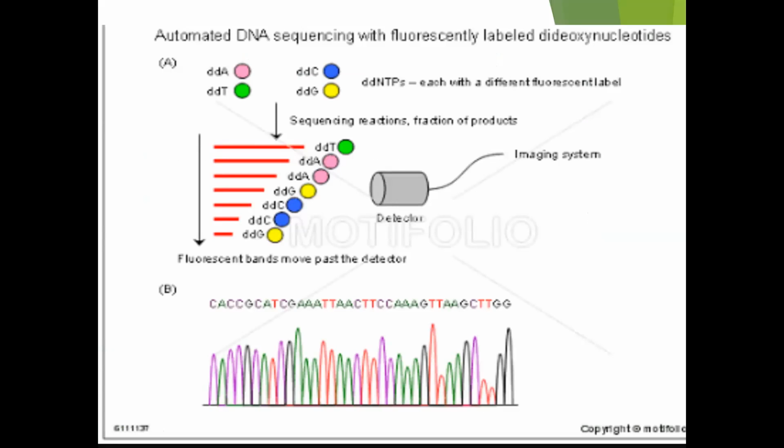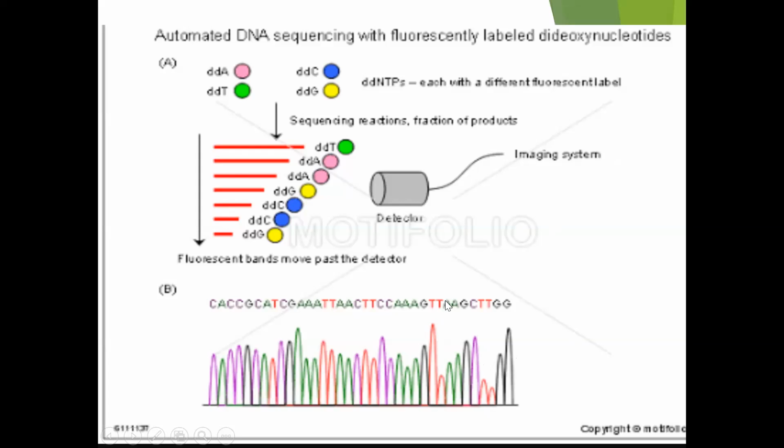Diagrammatically, it is very neatly represented here. The 4 ddNTPs, which we use as chain terminators, are labeled with 4 different fluorochromes. After the sequencing reactions are carried out, we can fractionate the products by polyacrylamide gel electrophoresis, right? So these are the population of fragments. Each fragment is attached with a fluorochrome labeled chain terminator at its 3' end. And after these bands are separated, we have a detector to detect the fluorescence signal emitted by these bands. Then the detector feeds the data into the imaging system, in the sense the computer. The computer converts your data into the appropriate sequence.